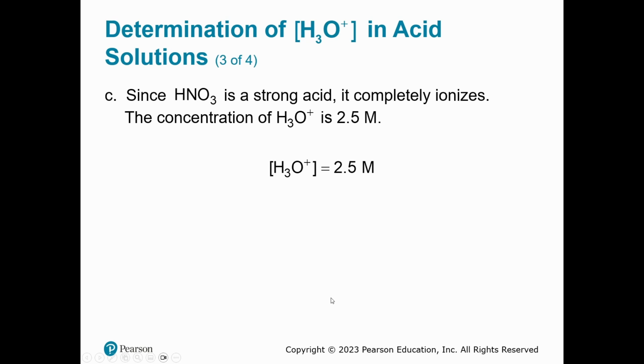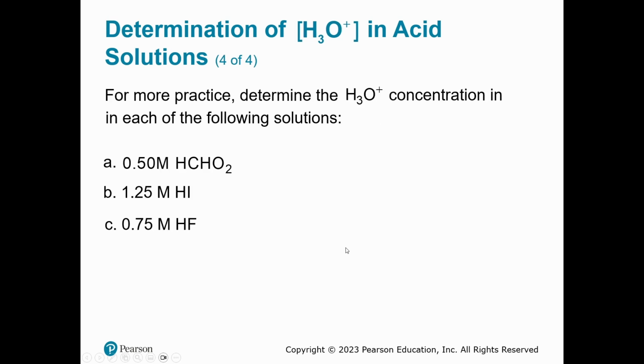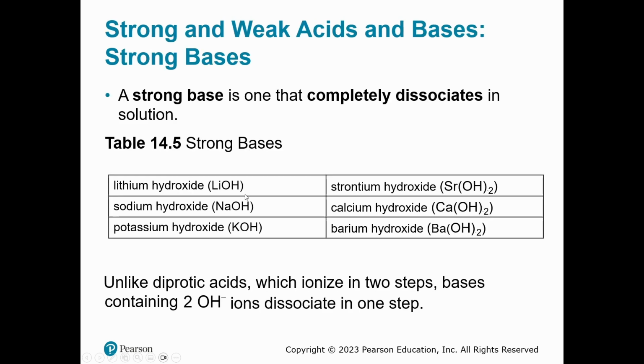HNO3, strong acid, if molarity of the compound is equal to 2.5, it fully ionizes, so its ionized species are also going to be equal to 2.5 molarity. You do the same thing with these. Same idea. Weak acid, strong acid, weak acid. These two are going to have less than their molar concentrations. This one is going to have its molar concentration.